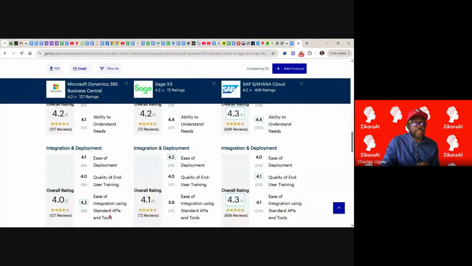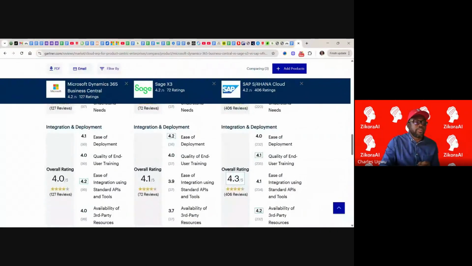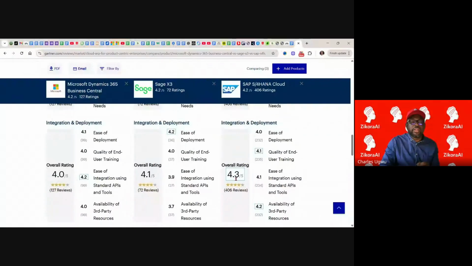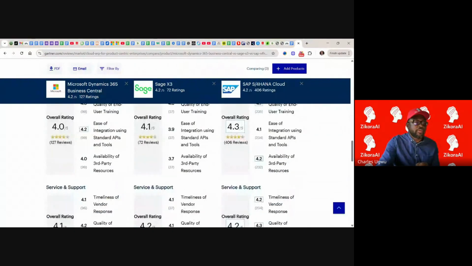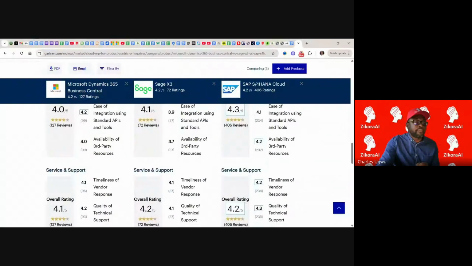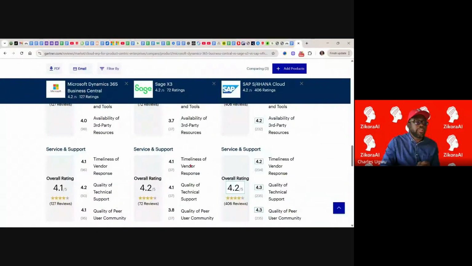Integration using standard APIs and tools, and you see SAP is still taking a lead with 4.3, and Microsoft is a bit lower than the others. You see it is now between Microsoft and these, but SAP is still taking a lead. So we come here to service and support. You see that SAP is still taking a lead.